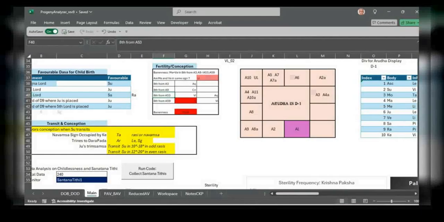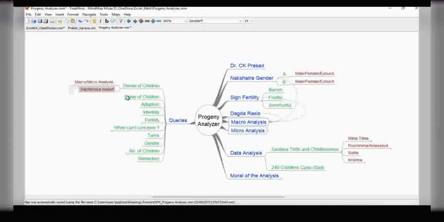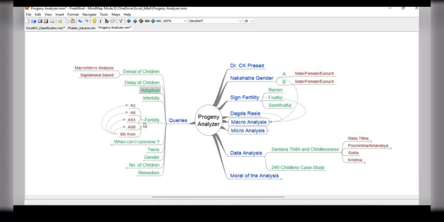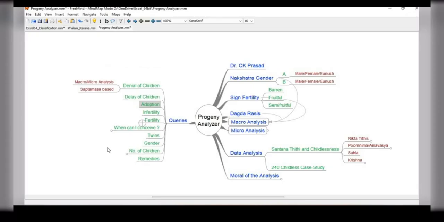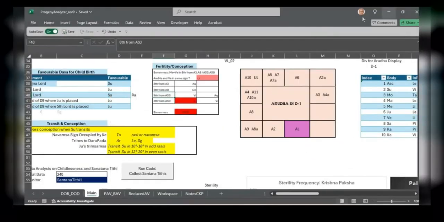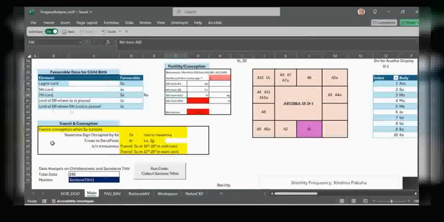Similarly, look into the other questions like delay of children. Maybe if Saturn governs most of the fifth lord under the macro analysis and all, delay of children is likely. So when is adoption, when is infertility, fertility check, of course I did now. So when will I conceive? This is when will the conducive transits be? That is something also done here.